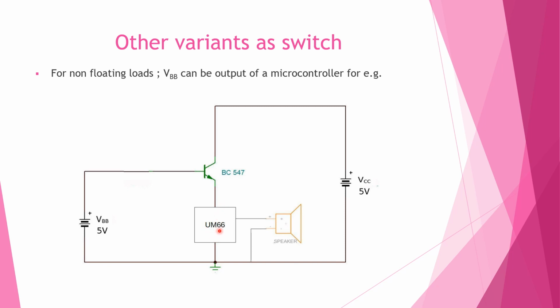Suppose, for example, this is a UM66, a melody generator IC. This IC needs to be turned on and off according to the situation by the microcontroller. Suppose we take this as the output of a microcontroller, so we have to control this UM66 IC. This will be the circuit for that, and here the UM66 drives a speaker, which makes the sound of a melody tone generated by this IC.